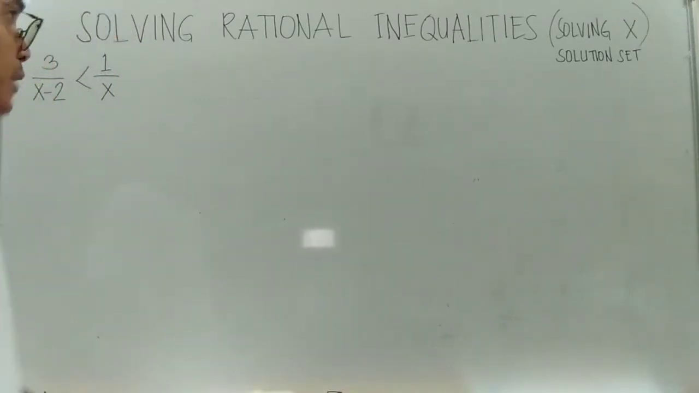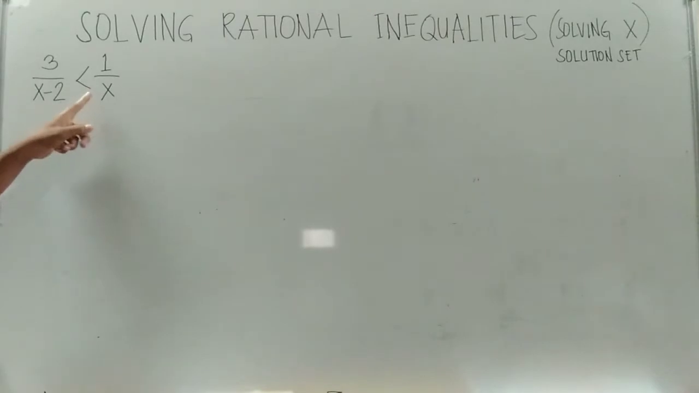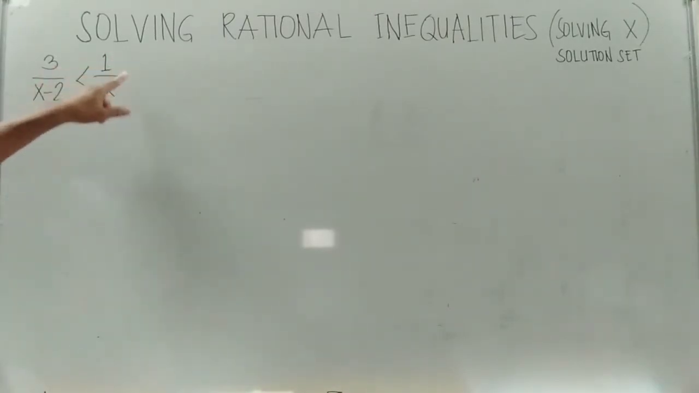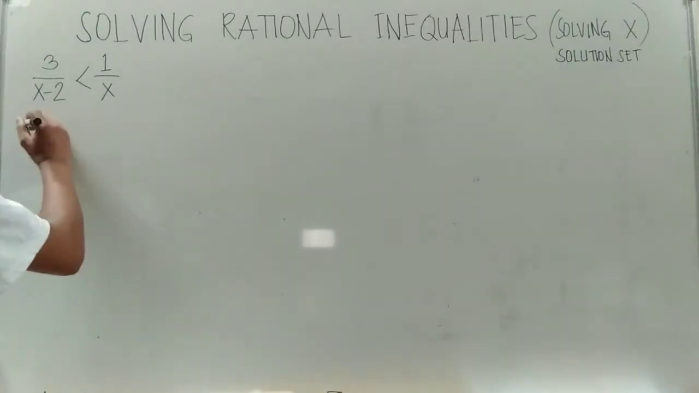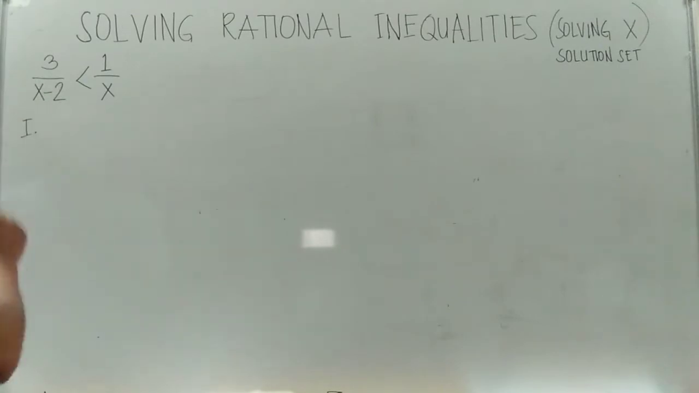So let us solve rational inequalities. Example, you have 3 over x minus 2 is less than 1 over x. Okay, so let us start. So first step is to simplify your rational inequality.